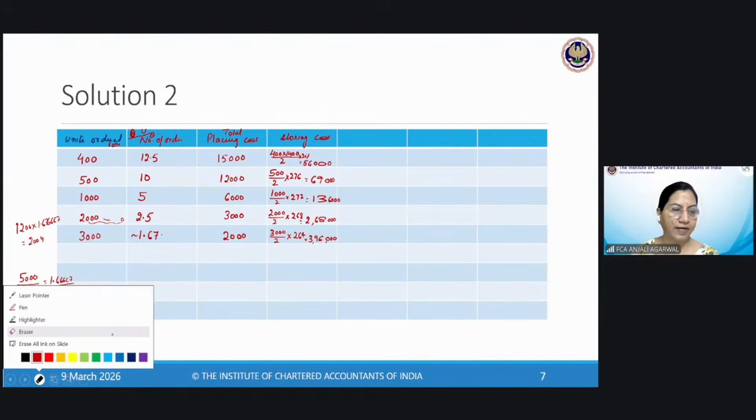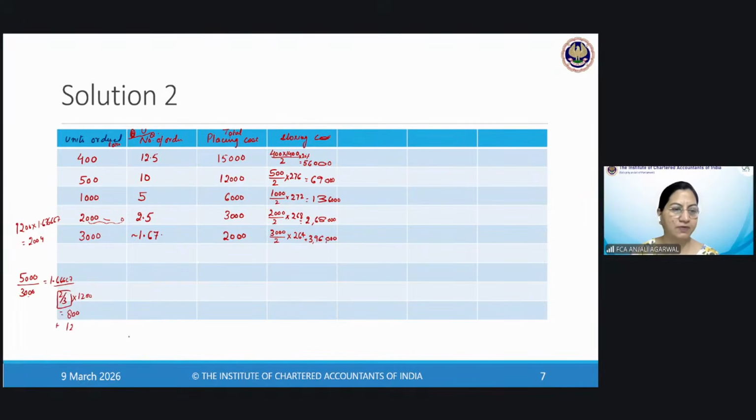Though technically, if you write 2004 here, that appears to be the right answer, but more appropriate would be exact 2000. Okay. So placing cost and storage cost are mentioned, but we need one more cost here, which is material cost. So what is the material cost here? Ultimately, 5,000 units are purchased, no matter whether you are purchasing 500 at a time, 1,000 at a time, 2,000 at a time, or 3,000 at a time. The units purchased will remain 5,000 only, irrespective of how many you are purchasing at a time.